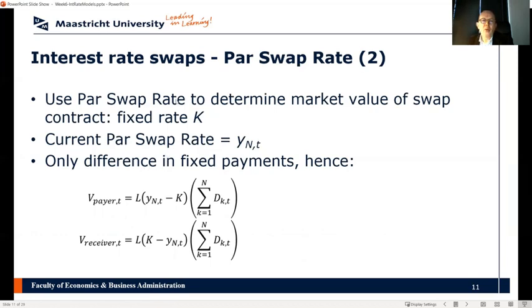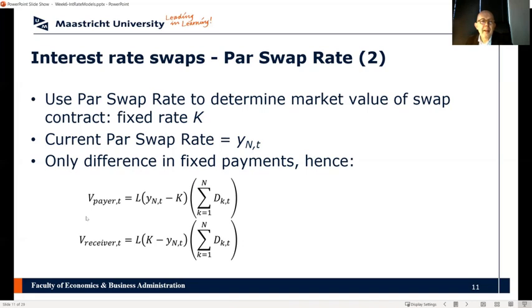If we know the par swap rate, we can use a little shortcut to determine the market value of a swap contract. If I have a so-called off-market swap, a swap contract with a fixed rate K that is different from the par swap rate, then I know that the floating sides of those two contracts are exactly the same. So the only difference in value comes from the fact that the fixed rate payment K is not equal to the par swap rate.